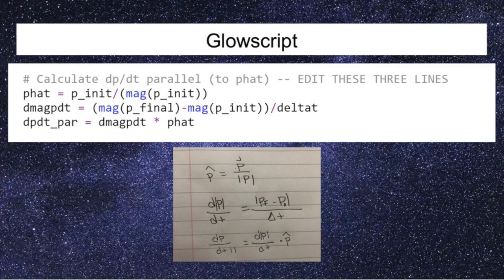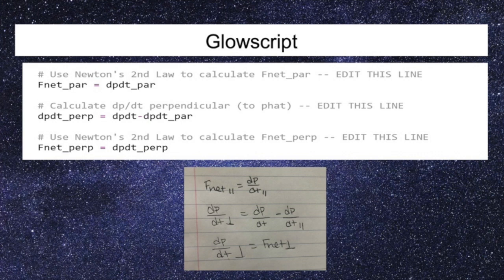Using p hat, which is p initial over the magnitude of p initial, and d magnitude of p over dt, which is the magnitude of p final minus p initial over delta t, I could find dp/dt parallel, which is a known formula that states d magnitude p over dt times p hat is equal to it. Because F net in the parallel is equal to dp/dt in the parallel, I could set F net par equal to dp/dt par.